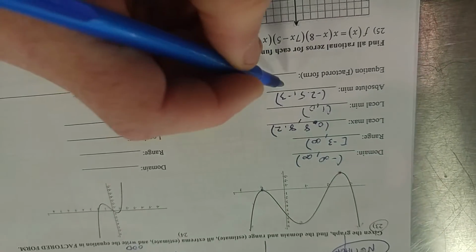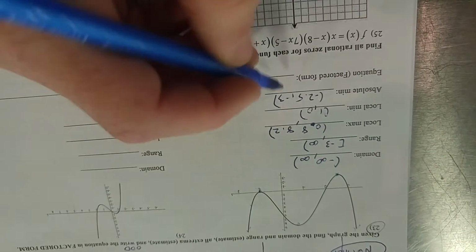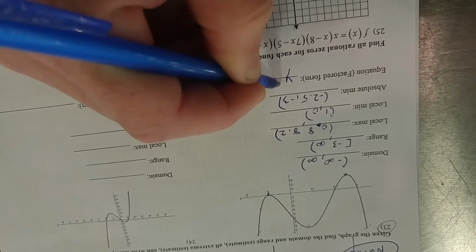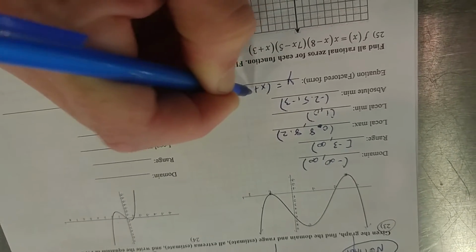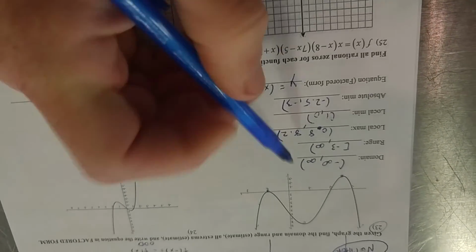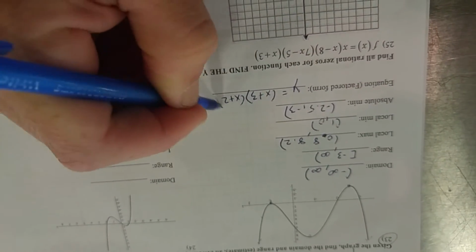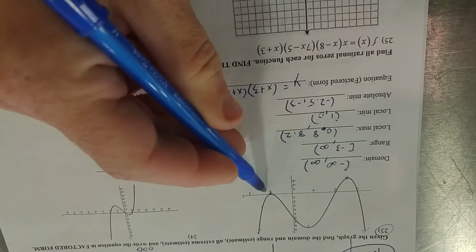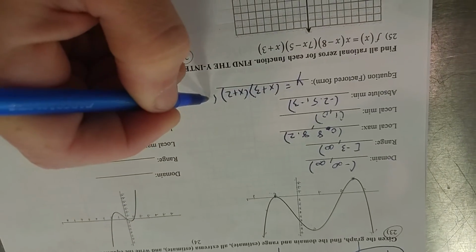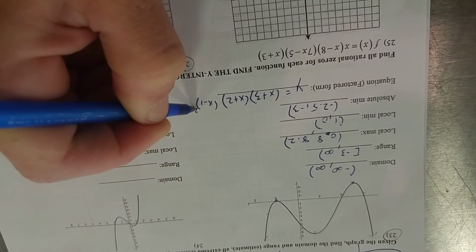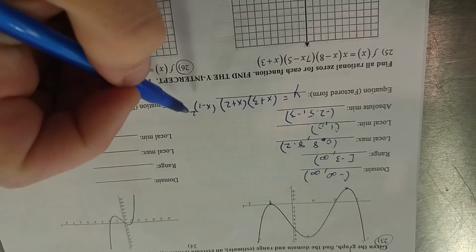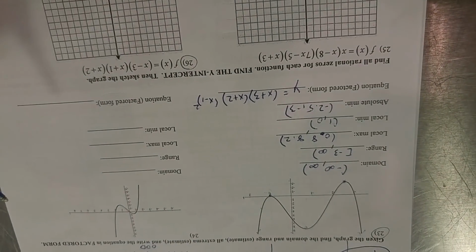So the first one here, if the solution is -3, that means that the factor had to be x plus 3 that gave me that solution. If the solution is -2, that means that the factor was x plus 2. And if the solution was 1, that means that the factor was x minus 1. But remember that that one had to be squared because it's bouncing off the x-axis.